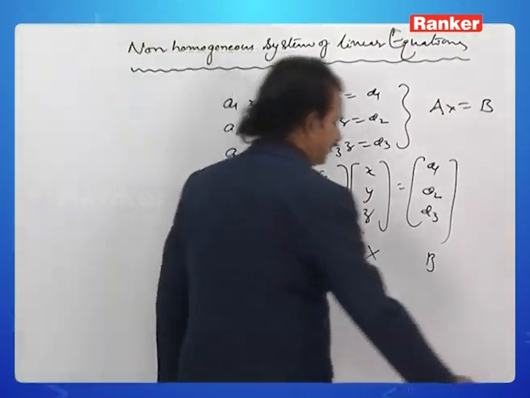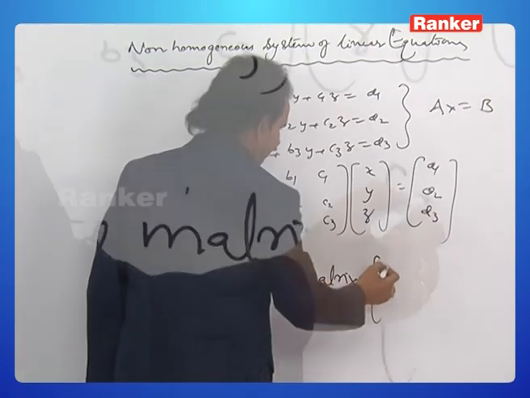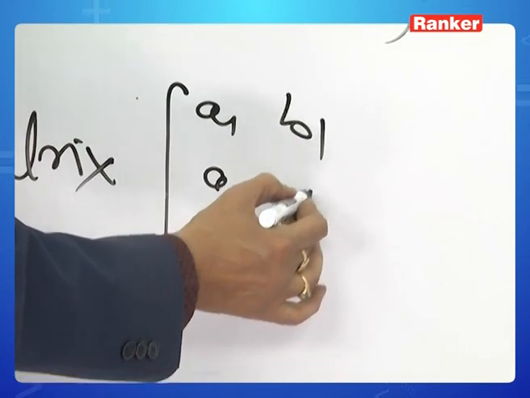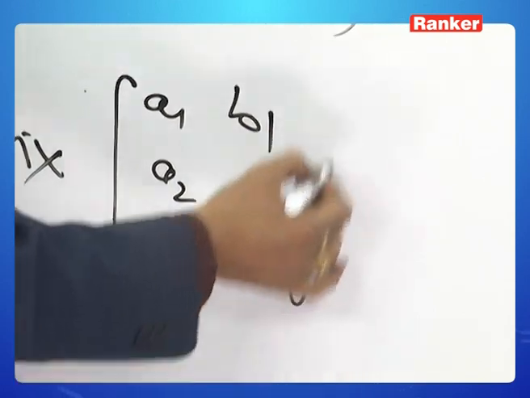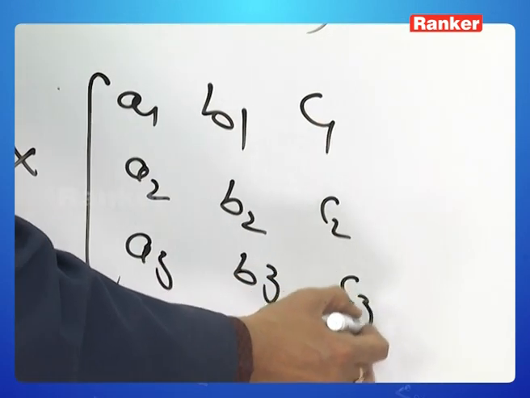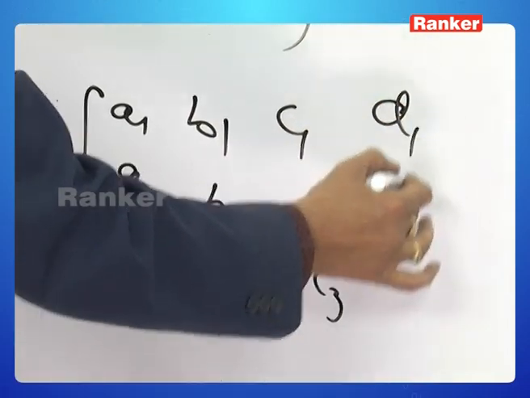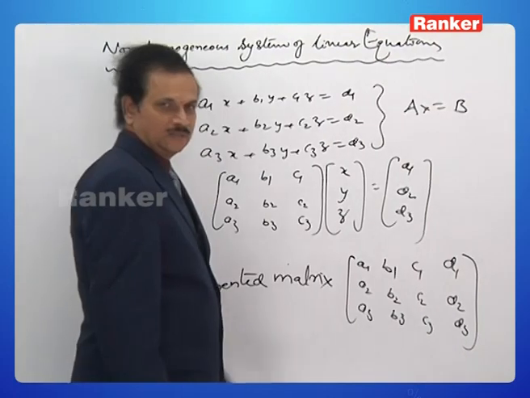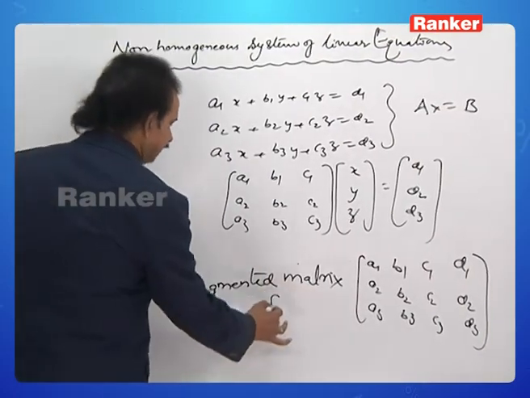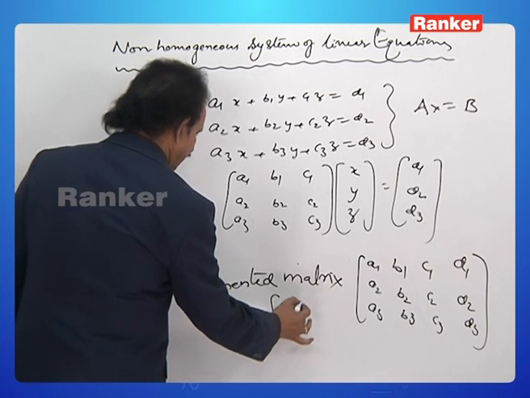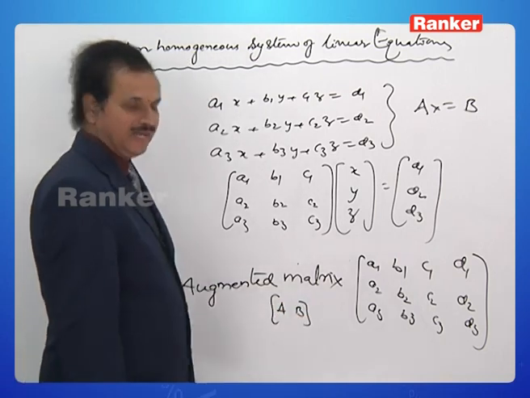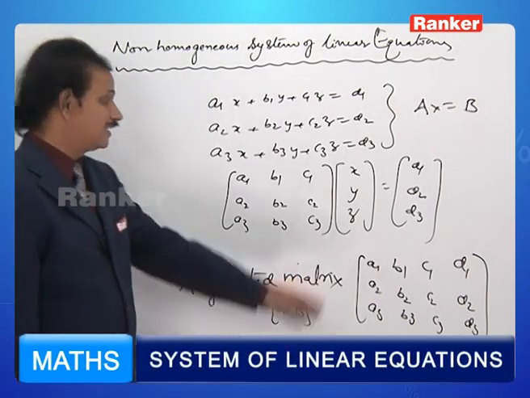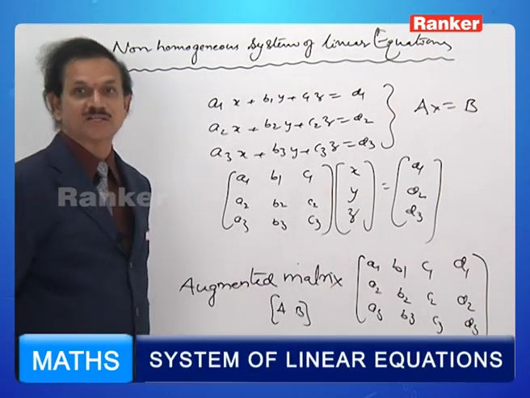What is meant by augmented matrix? In the coefficient matrix A, the fourth column is also introduced, that is the value matrix, as the fourth column. This is referred to as augmented matrix AB. My dear friends, it is not the product AB. A, beside which B is present. That's all. This matrix has a great importance in this system.